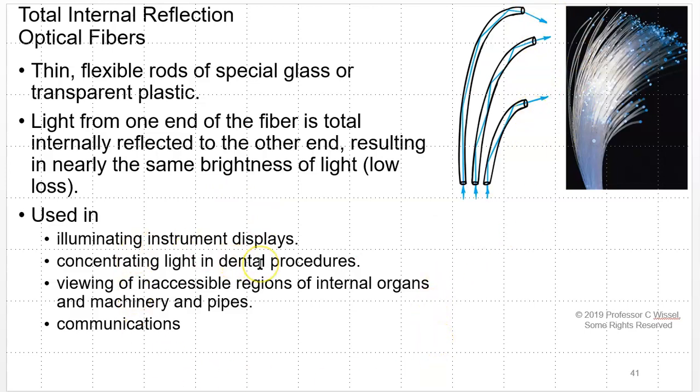These are used in instrument displays, probably in your car. If you take off the front panel display in your car, there's probably some of those in there. They use them for concentrating light in demo procedures. They view inaccessible regions of internal organs and machinery and pipes, and for communications, fiber optic cables.